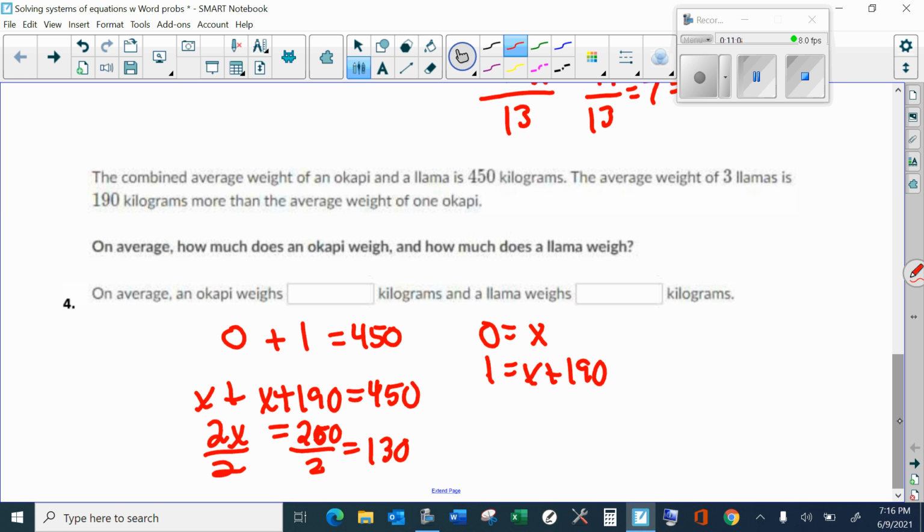And 130 represents the X. So the Okapi is 130 pounds on average, and the llama weighs an average 190 more than that, which would be 320. And 320 plus the 130 add to 450. Okay. So there you have 4 examples of solving specific equations with word problems. And you obviously have this to keep. You can rewatch it to learn from it, etc.